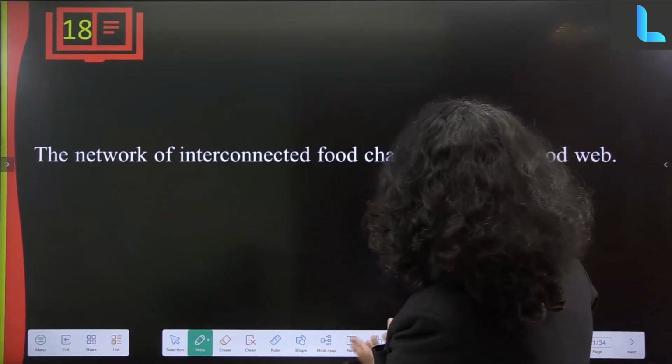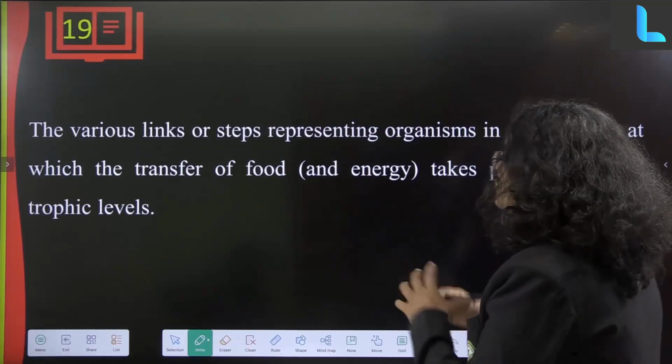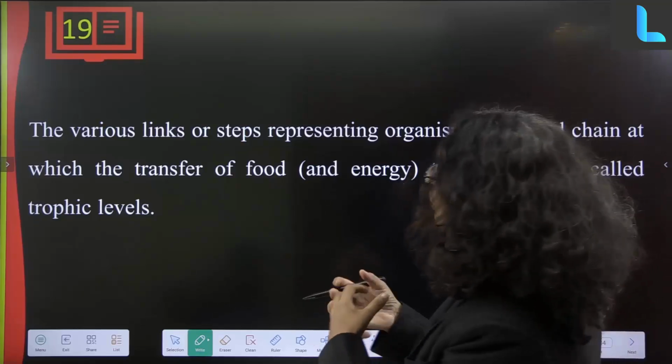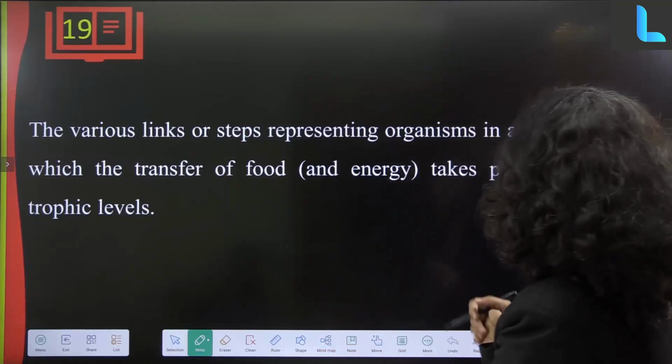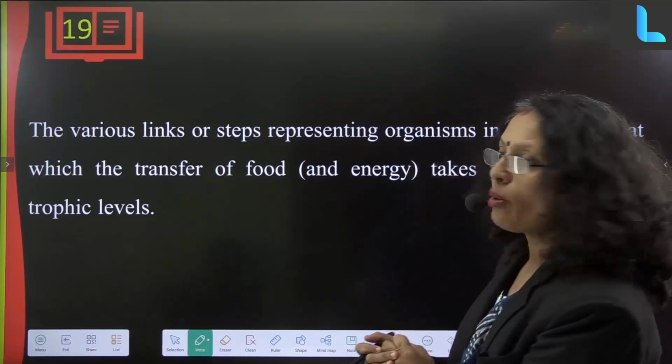Now a network of interconnected food chains is called a food web. Okay, so it is a complicated network that is called food web. The various links or steps in which transfer of food takes place are called trophic levels.